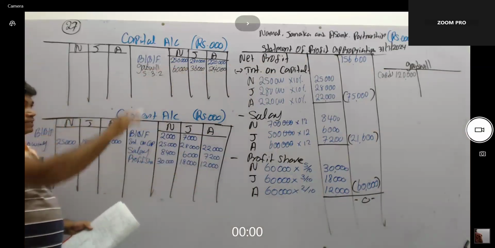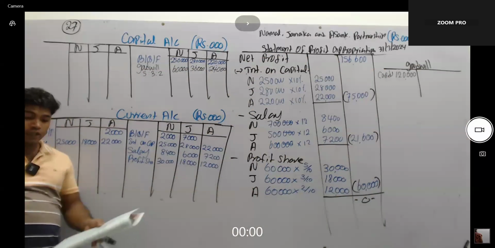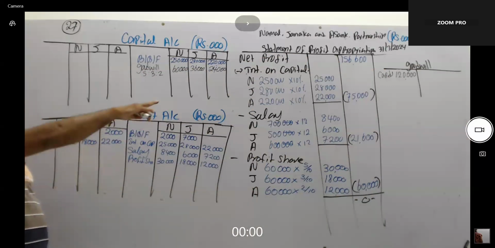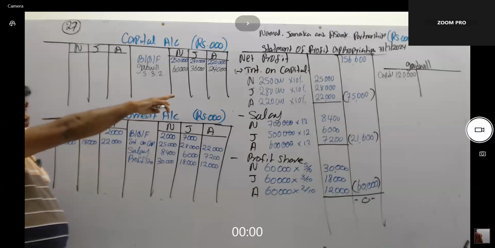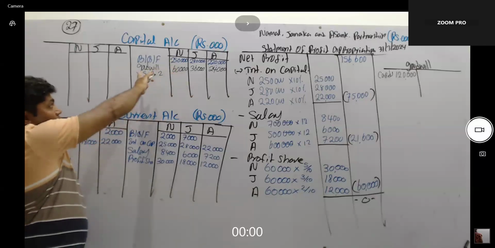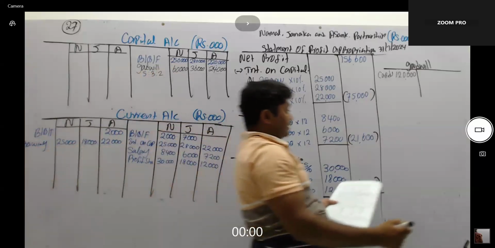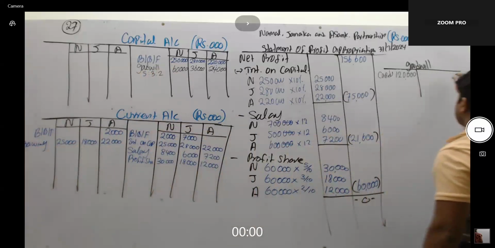Goodwill account debit, partners' capital account credit. The goodwill of the partnership should be adjusted. First, goodwill should be recorded. Double entry: goodwill account debit, partners' capital account credit. And goodwill is an intangible asset. Therefore, second step, goodwill should be written off.